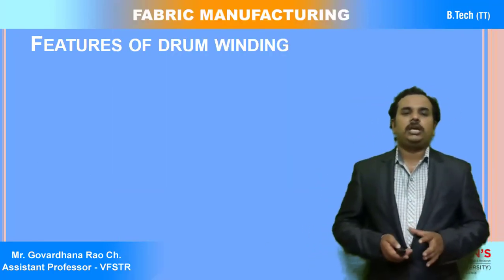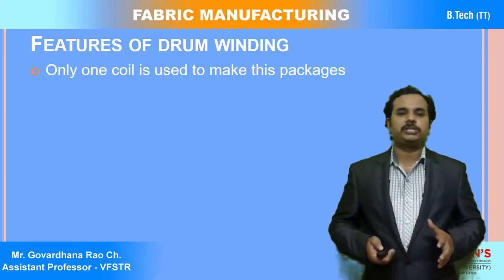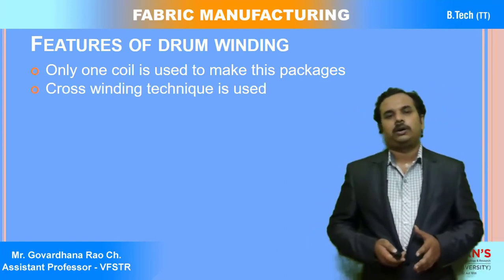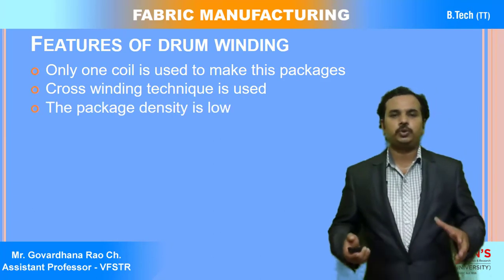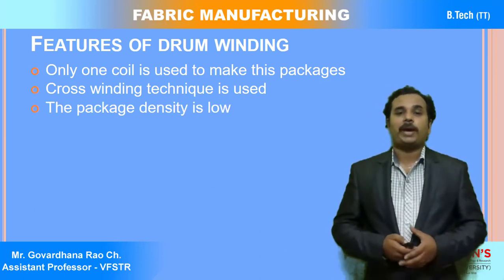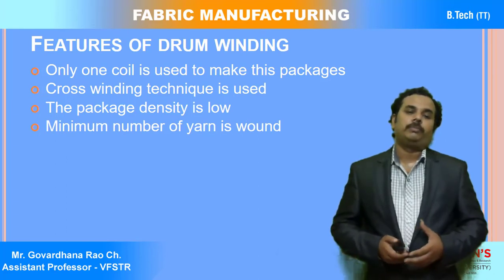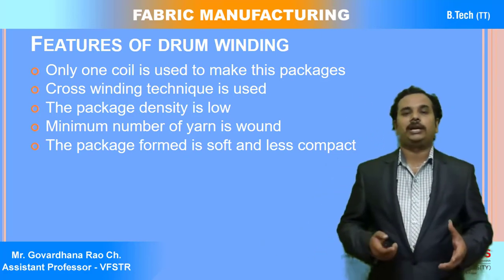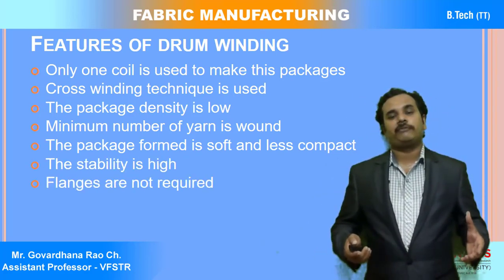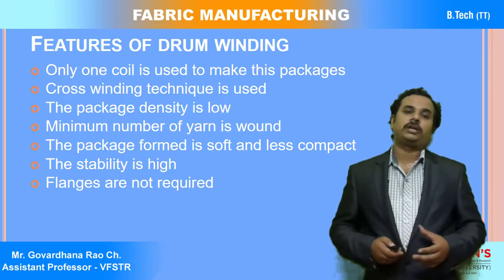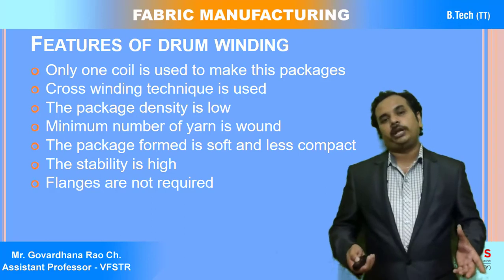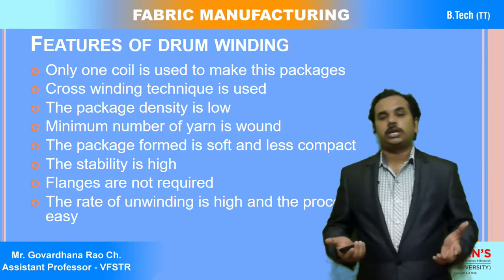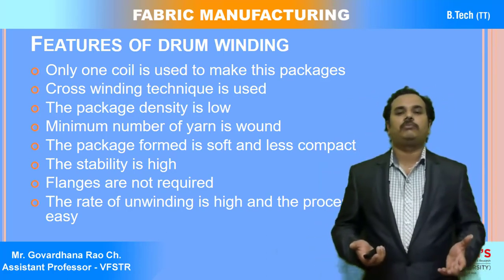Now we will see what the features of drum winding machines are. Only one coil is used to make the package, which is one of the features, and the cross winding technique is used to wind the yarn uniformly. The package density is low, so a minimum amount of yarn is wound, and the package formed is soft and less compact, and the stability of the package is higher. The flanges are not required in the cone winding machine. The rate of unwinding is high and the process is easy. So these are the features of the drum winding machine.